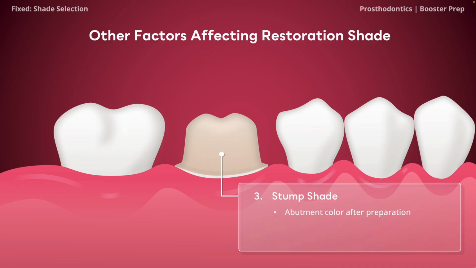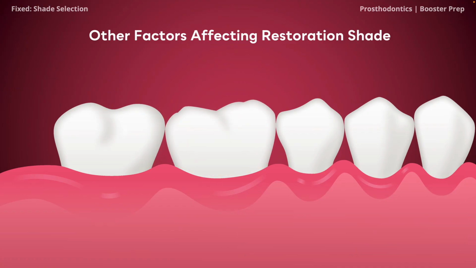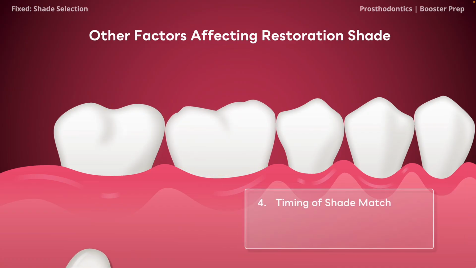Now, as you can imagine, this is particularly important when using glass ceramic crowns or other translucent materials, because stump shade isn't really an issue when we have a PFM crown since the metal will completely mask whatever the color of the abutment may be. So when you're planning on fabricating a glass ceramic restoration, you'll want to communicate the stump shade to your lab, and you can do so by either making photographs of the prepared tooth or by simply using a stump shade guide.